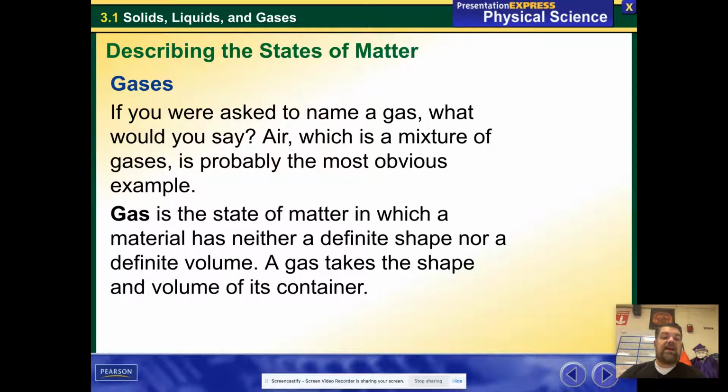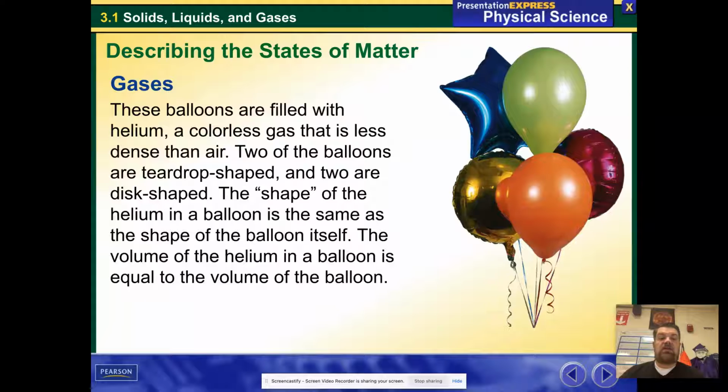So now the last state of matter, gas. Let's think of it like this. If you were asked to name a gas, what would you say? Air, which is a mixture of gases, is probably the most obvious example. Okay, gas is a state of matter in which a material has neither a definite shape nor a definite volume. A gas takes the shape and volume of its container.